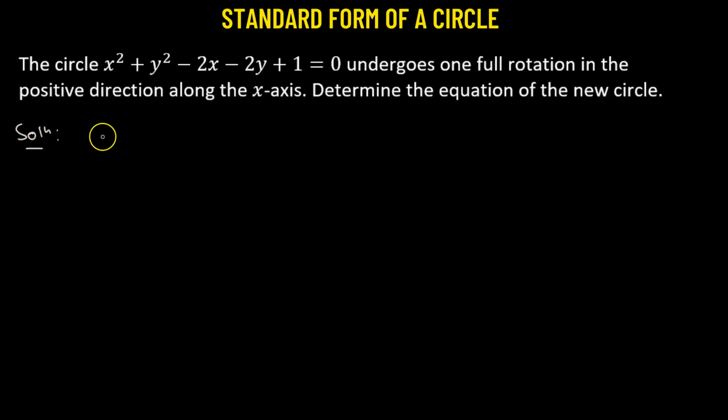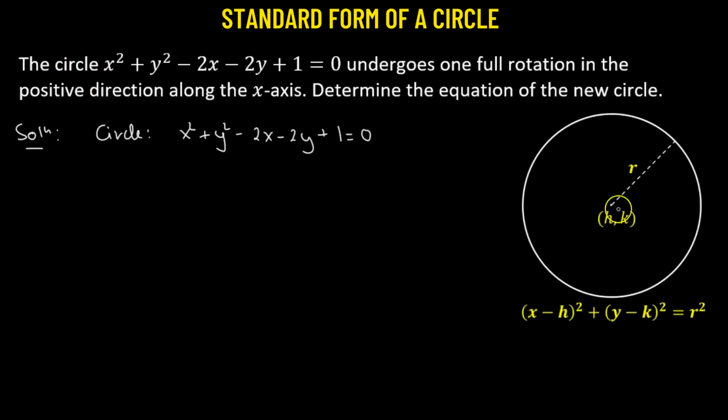So we have a circle whose equation is given by x squared plus y squared minus 2x minus 2y plus 1 equals 0. Now what we'll do, we'll try to convert this equation to a standard form. So let's first specify the standard form of a circle. Let's say we have a circle whose coordinate of the center is given by h comma k and the radius is represented by the letter r.